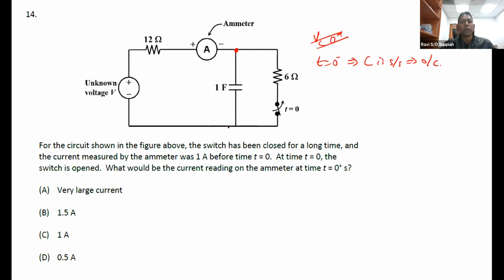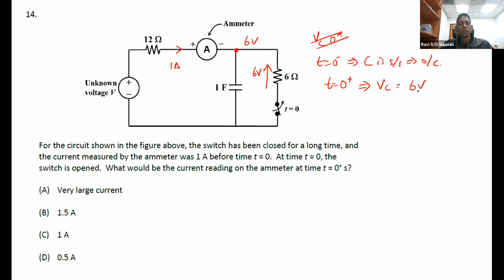So since I have 1 ampere going in, and the 1 ampere does not see the capacitor anymore because it's open circuit, the 1 ampere comes here. So the voltage you see here is 6 volts, across the 6 ohm resistor. When I initially open the switch, as we know, the voltage across the capacitor cannot change instantaneously, so VC would still maintain as 6 volts.